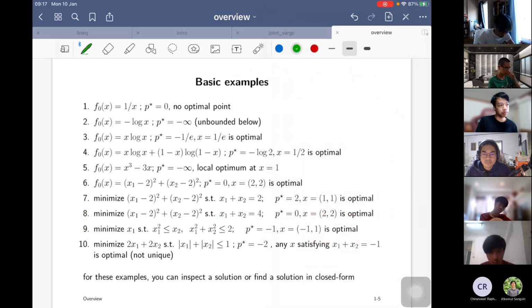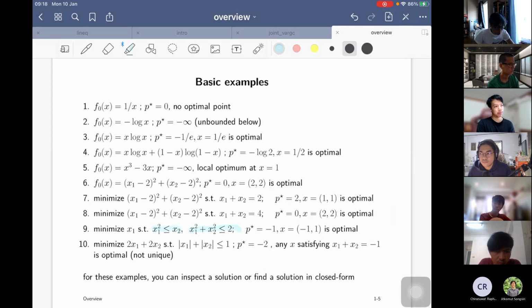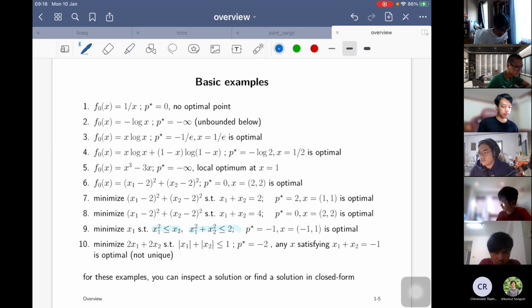Last one for this section, number 9. What we have is, first, how many constraints do we have? Pong. Two constraints. Two inequality constraints. Now we're going to sketch the constraint set. First one, how does it look on the plane? Jitipong.